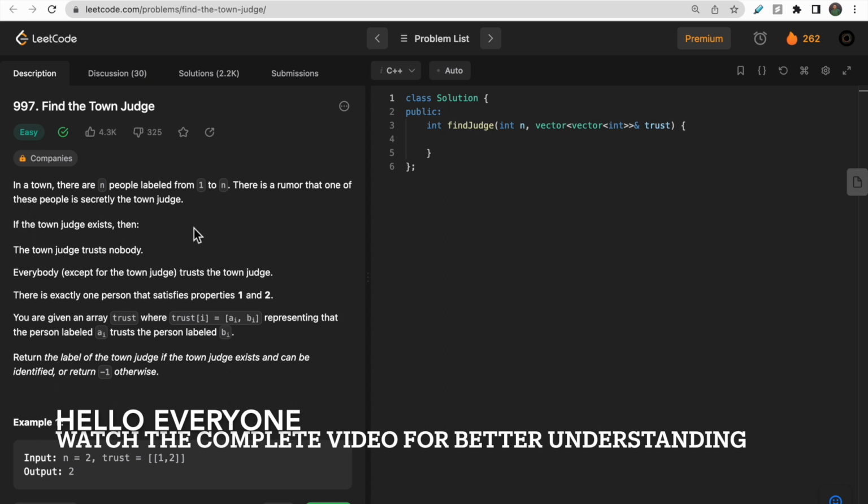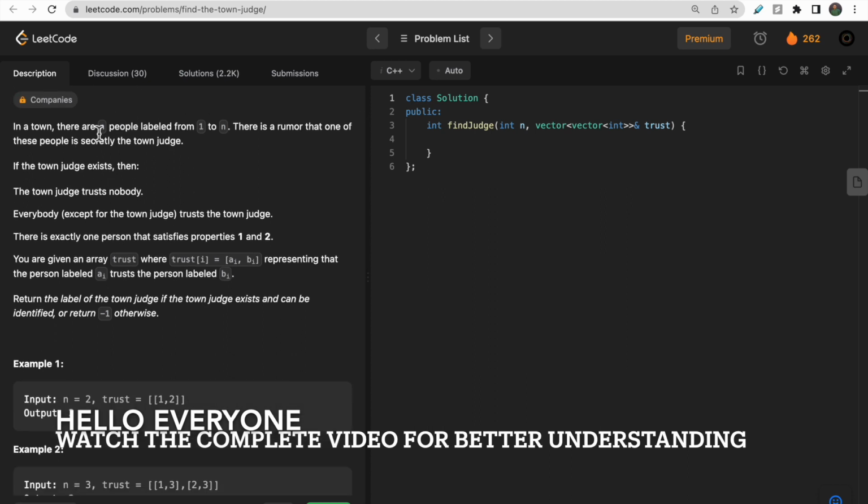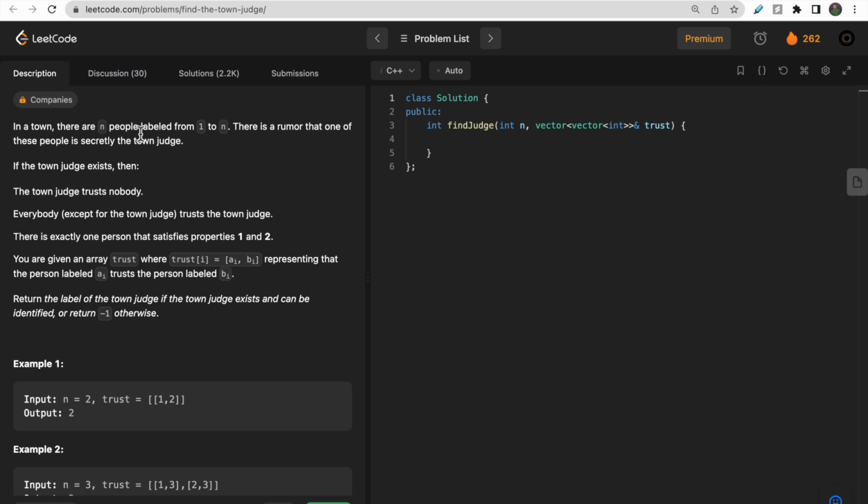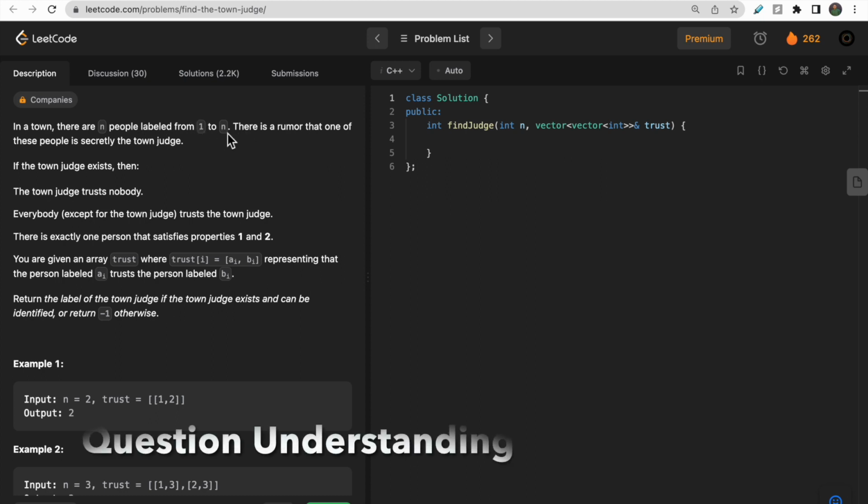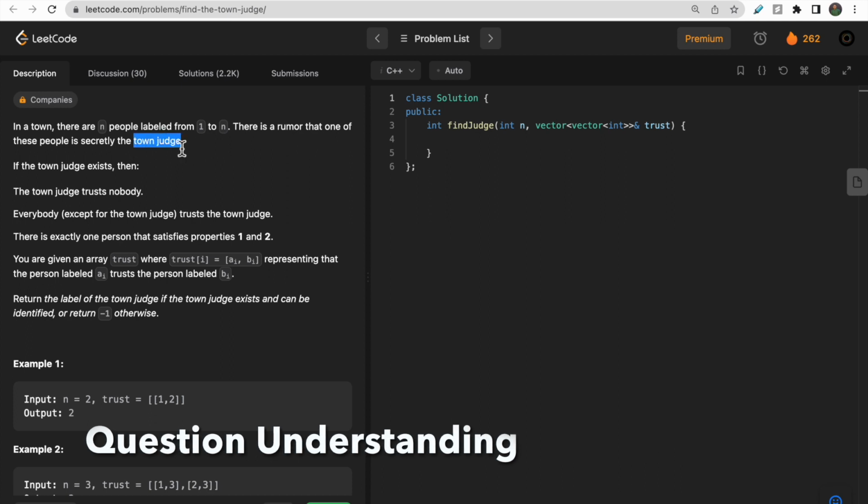In today's video we will discuss LeetCode question 997, Find the Town Judge. Here you are given a town where n people are staying, labeled from 1 to n. Further, there is one town judge in the town.